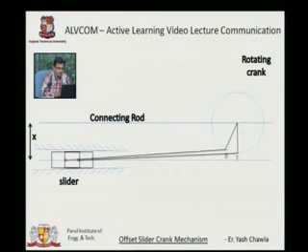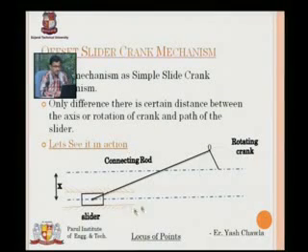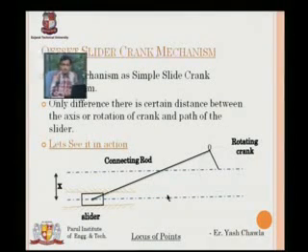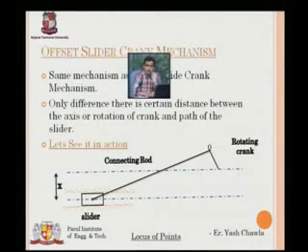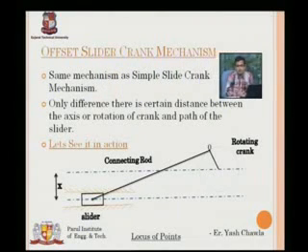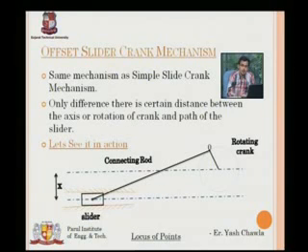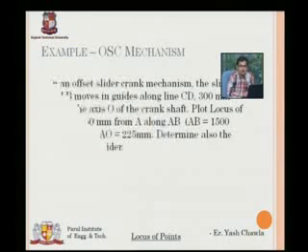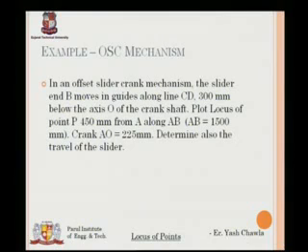Okay, so again we are going to follow the same procedure. We are going to draw the offset slider crank mechanism. After that, we will plot the required points of the locus, and then move on and plot the whole locus. Offset OSC means offset slider crank mechanism. I was a bit lazy to write that, so I invented a new short form, OSC.